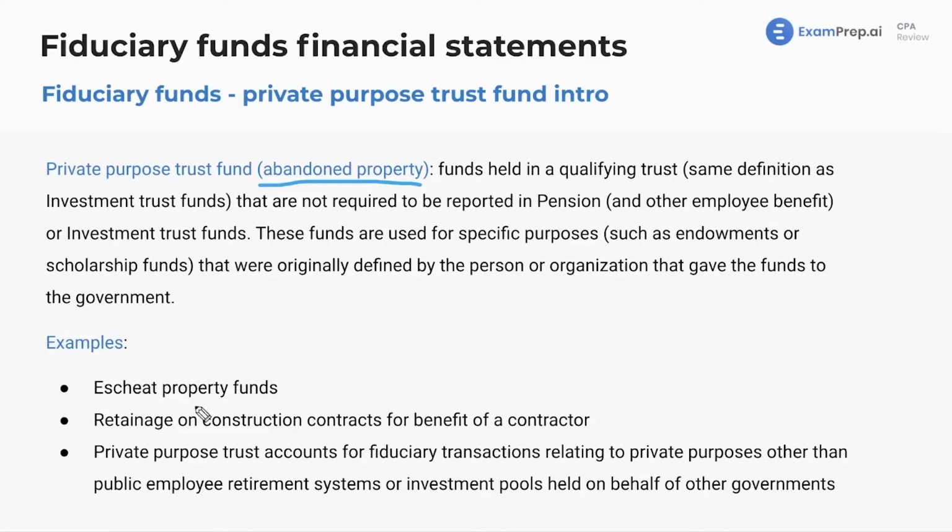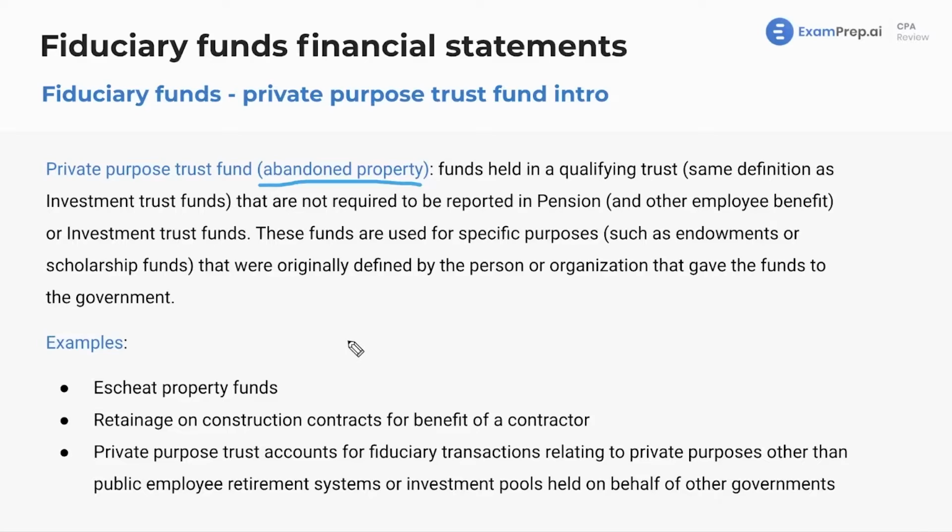As escheat property, funds, retainage, there's just a lot of more obscure things you probably wouldn't encounter here. The best example they give you in the actual questions is going to be, okay, you move into a new town. Well, when you move into that new town, you've got to give a $100 deposit to use the electric, the power, and the water utilities and gas. And that is given to the utility company.